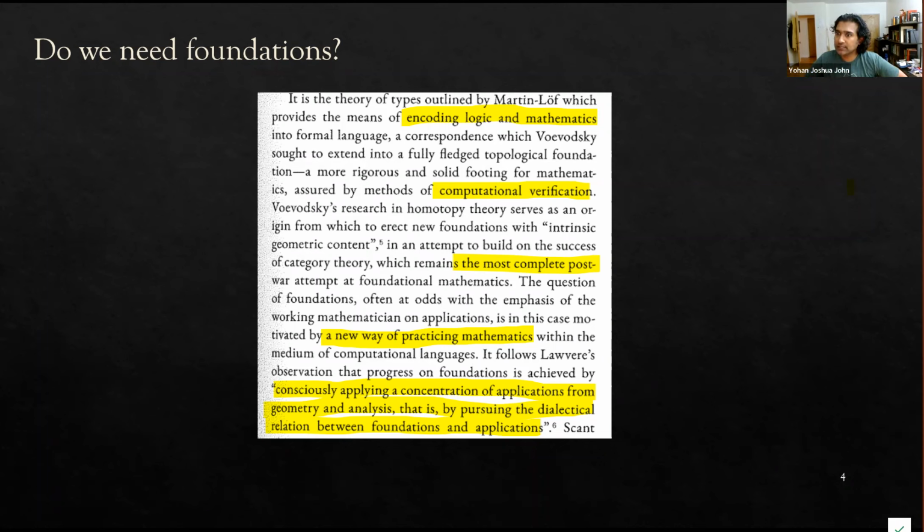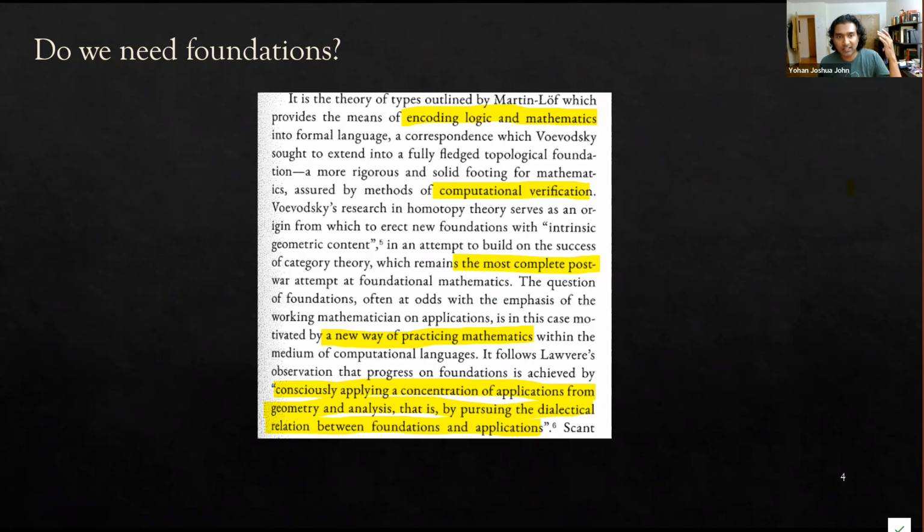And Voevodsky sought to extend that into a fully fledged topological foundation, a more rigorous and solid footing for mathematics, assured by methods of computational verification. So this research into homotopy theory, which is a branch of topology that became its own thing, serves as an origin from which to erect new foundations with intrinsic geometric content.